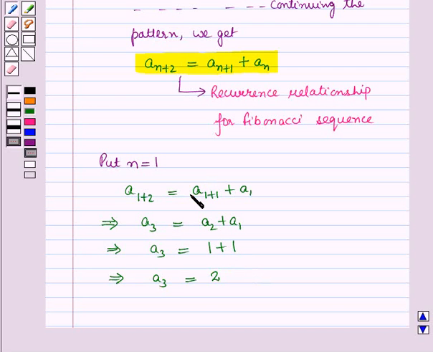Similarly, we can put n is equal to 2, 3, 4, 5 and so on. And here we will take all positive integers and we can obtain all the terms of the sequence.